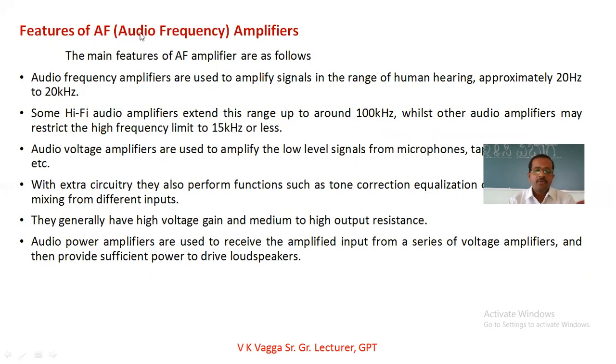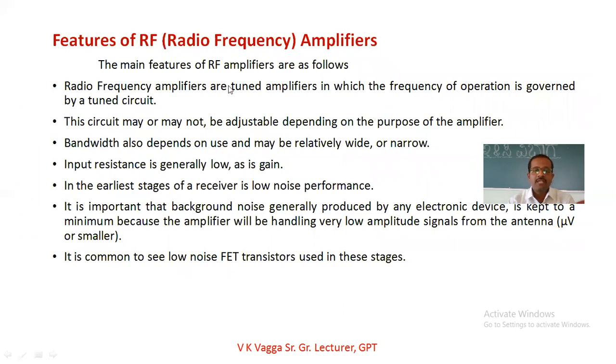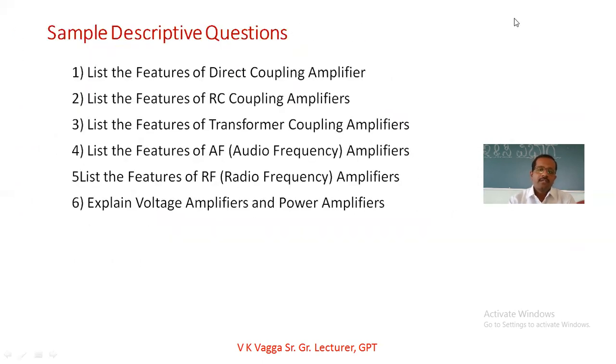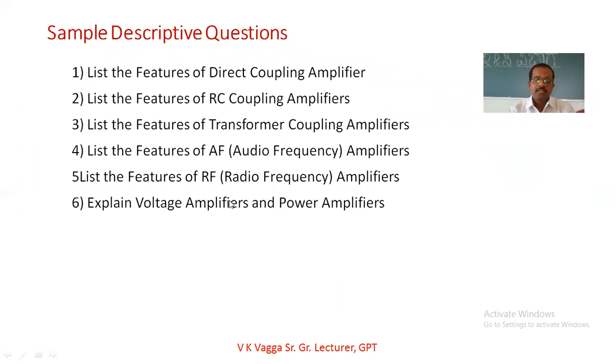And the audio frequency amplifier is going to amplify the signals in the range of human hearing, from 20 hertz to 20 kilohertz. And if you take the RF amplifier, these are tuned amplifiers, with a tuned circuit here. And the voltage amplifier is used to amplify the voltage signal, and the power amplifier is used to amplify the power signal. Okay, so this is all about the features of amplifiers.